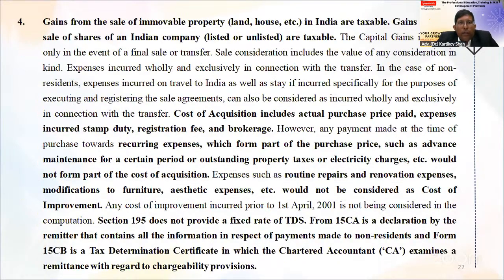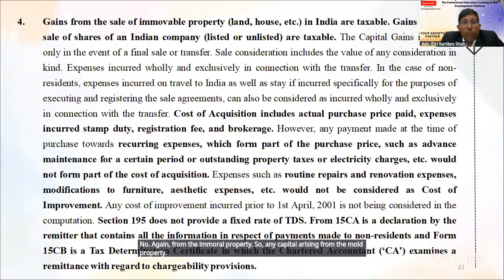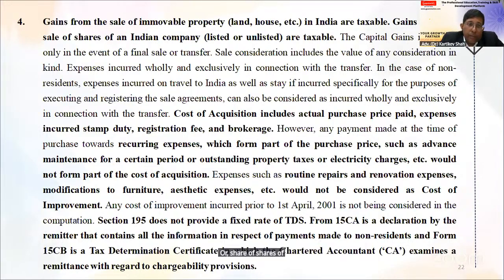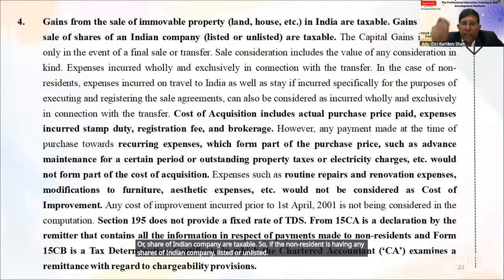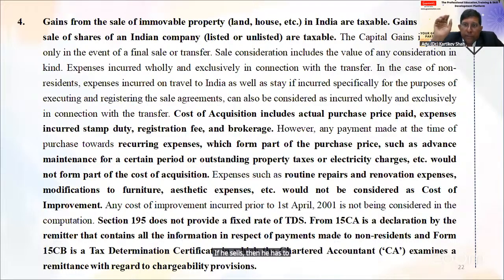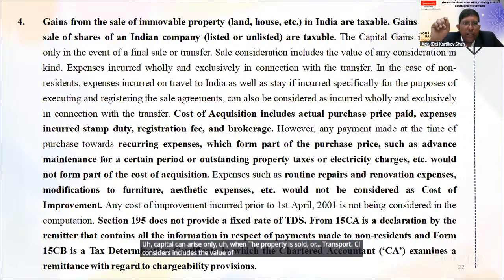Now, gain from immovable property. Any capital gain arising from immovable property or sale of shares of an Indian company is taxable. So if the non-resident has any shares of an Indian company, listed or unlisted, and sells them, then he has to pay tax. Now, sale of immovable property. Capital gain arises only when the property is sold or transferred. Sale consideration includes the value of any consideration in kind.